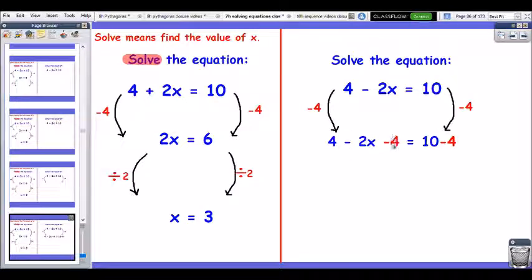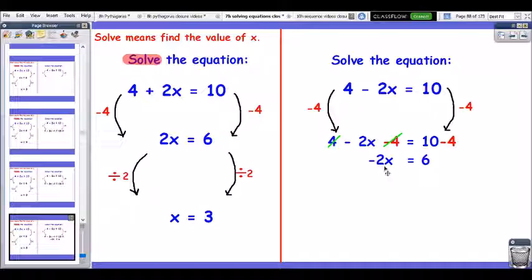Positive 4 take away 4 nicely cancel each other out, so I'd just be left with negative 2x equals 6. So minus 2 lots of something gives me positive 6. Well, to get rid of this multiplied by negative 2, so this means minus 2 times by x. Remember in algebra, when you've got two things next to each other, that means they're times together.